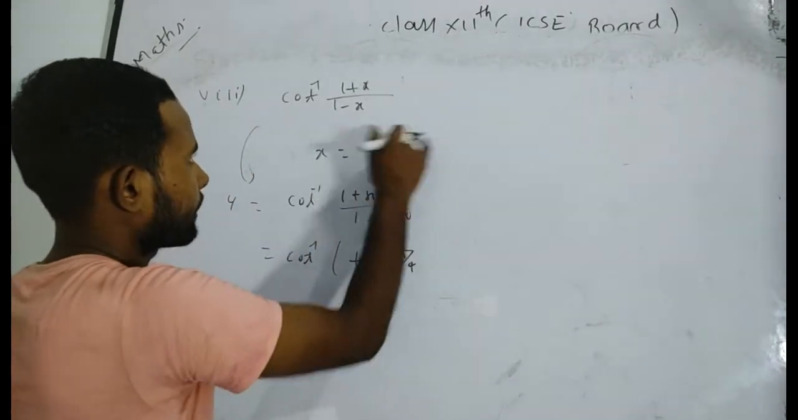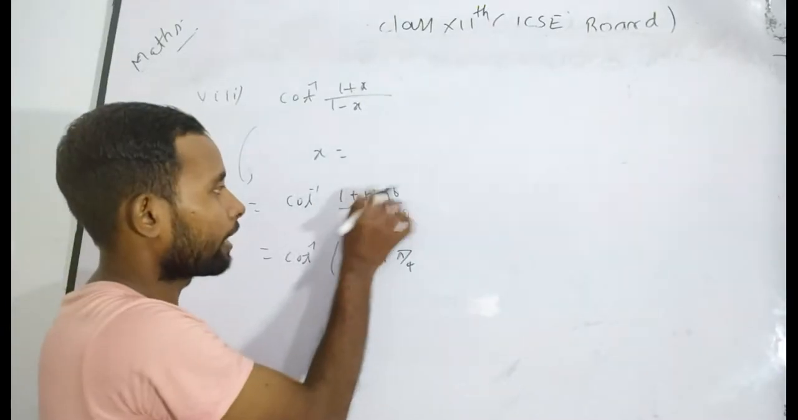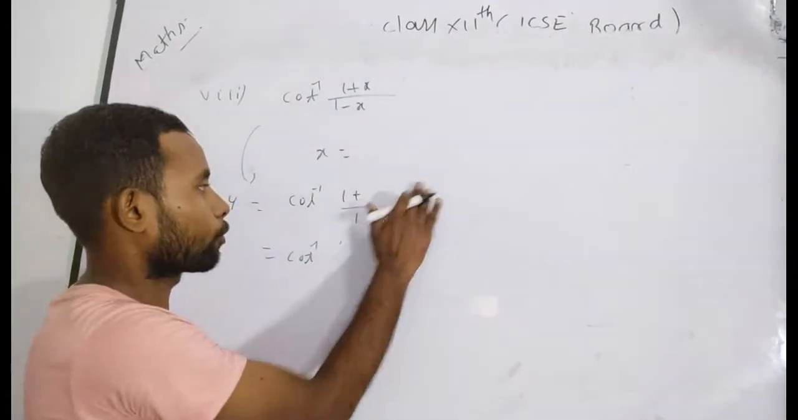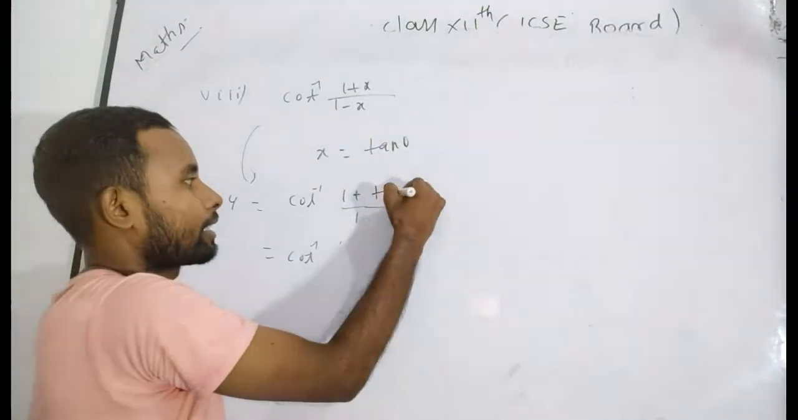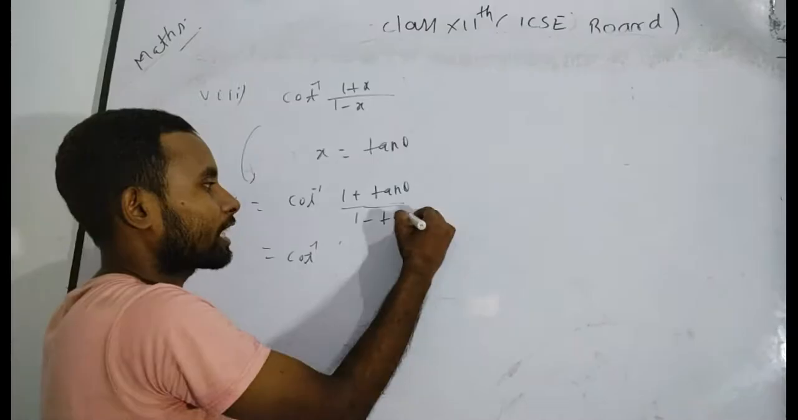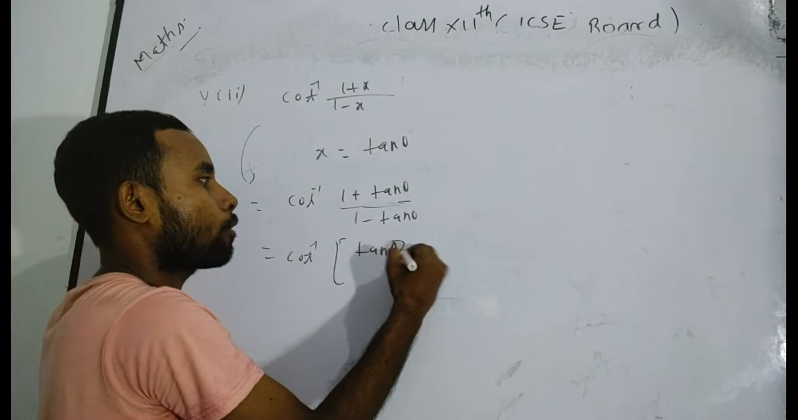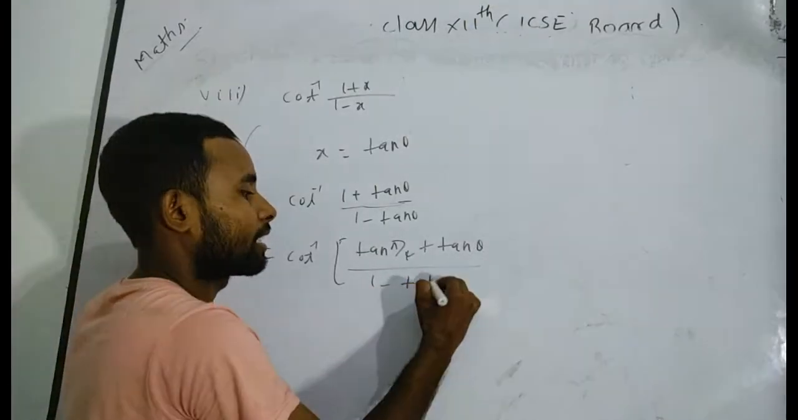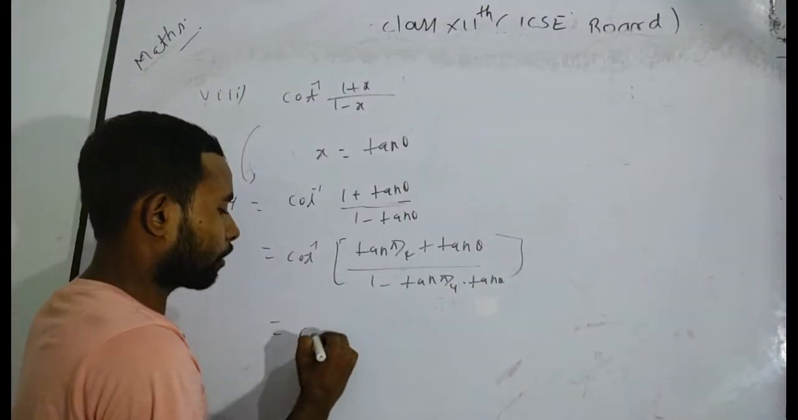Do not put x is equal to sin theta, because if you put sin theta, it will be tan square pi by 4, and in that case you cannot remove it. That's why do not put it. Simply put x is equal to tan theta. In that case it will be 1 minus tan theta divided by 1 minus tan theta. Finally you can write tan of pi by 4 plus tan theta divided by 1 minus tan pi by 4 into tan theta. Now you can simplify the cot inverse.